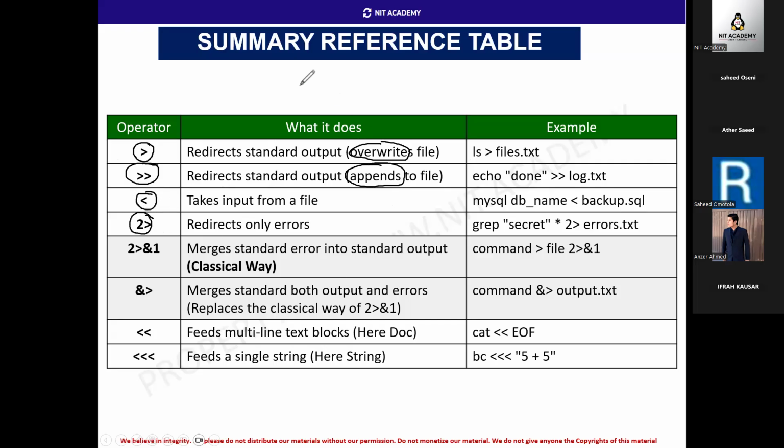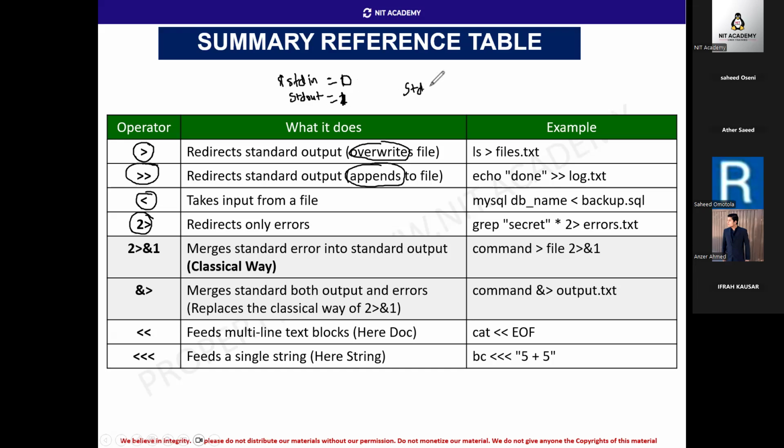This is two, because why? One is standard in. Standard input in Linux is equal to one. Standard output out is a two. And standard error, sorry, this is zero. This is one.